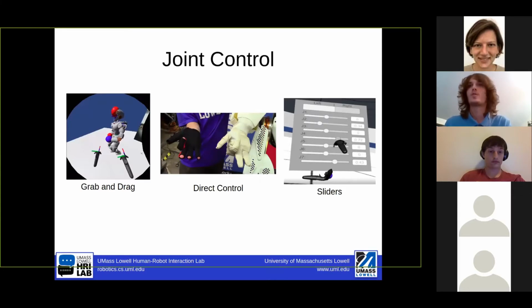And our first joint control method is a grab and drag interface, which is very similar to the interface used in MoveIt, where an operator can grab onto one of the robot's joints and drag it to their desired location. Next, we have a direct control method, where the robot will mimic the operator.